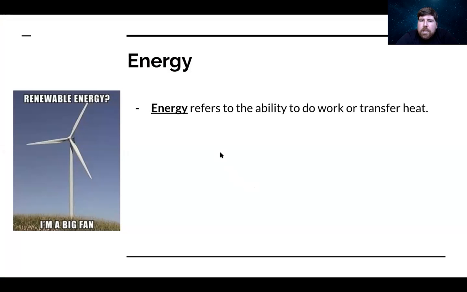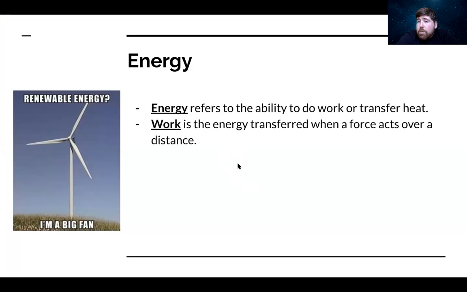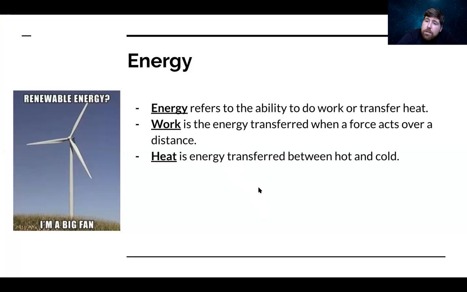Energy specifically refers to the ability to do work or transfer heat. So with that being said, we want to make sure we know what work and heat are. Work is defined as energy transferred when a force acts over a distance, meaning that anytime I move something like my cell phone across the table, my calculator across the table, I'm putting work into those things in order to get them to move. Heat specifically is referring to the transfer of energy between hot and cold substances.